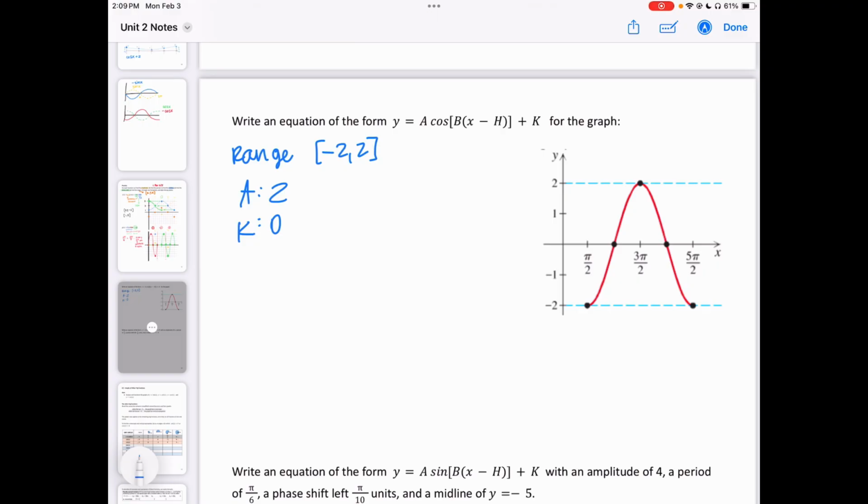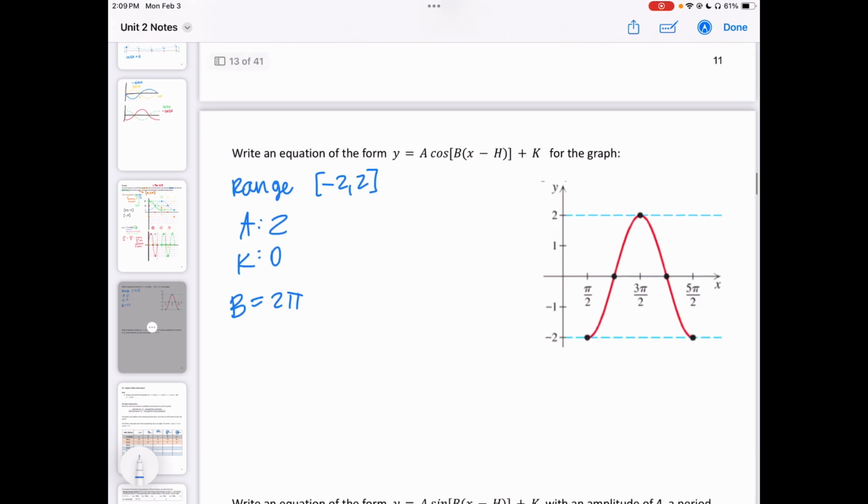Let's see what else we've got. Oh yeah, we have a period of 2 pi, right? Because if you look at the distance from here to here, we have 5 pi over 2 minus pi over 2, which is 4 pi over 2 or 2 pi. So that does confirm we don't have any sort of period change.